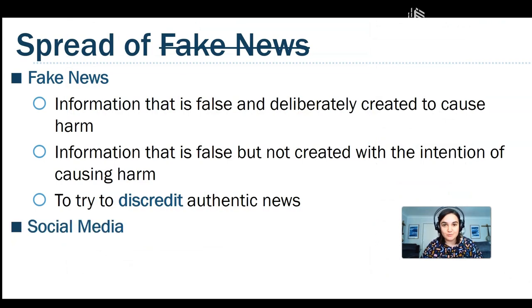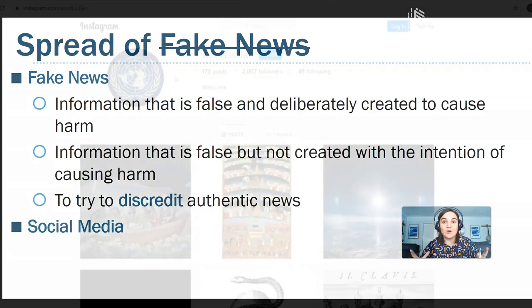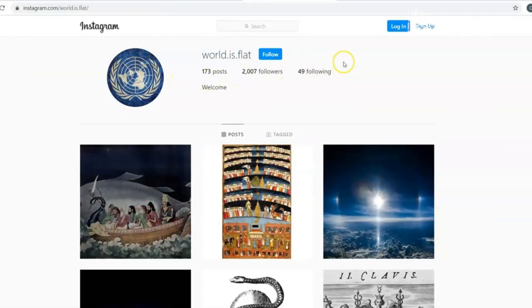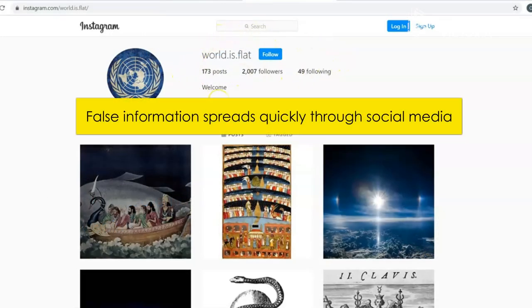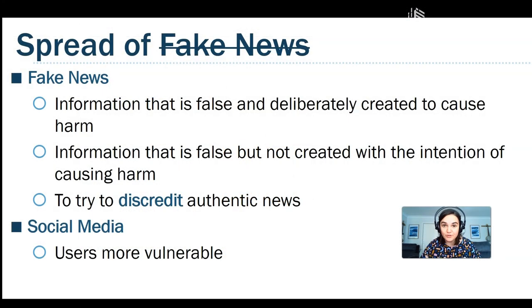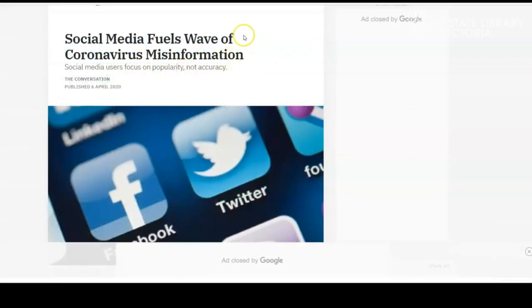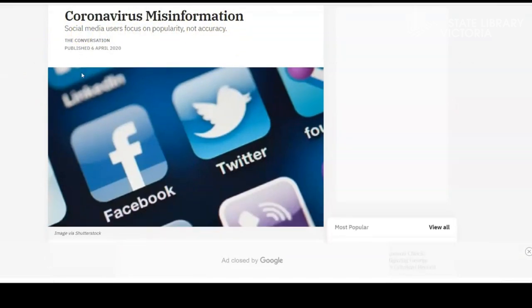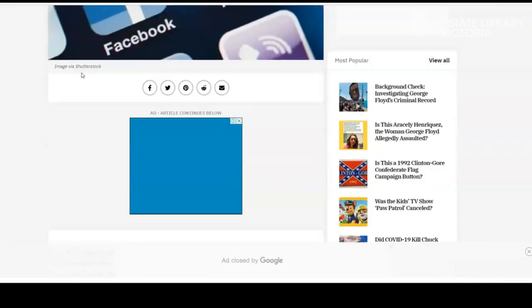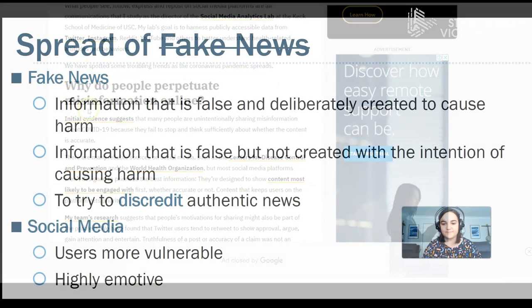The age of social media has made the spread of this misinformation or fake news really easy to do. That's because users are more vulnerable when they're on social media. If you're on TikTok or Instagram or Facebook, you're there just to relax and hang out, chat to friends. You don't necessarily have your guard up. So it's easy to impact your belief systems.